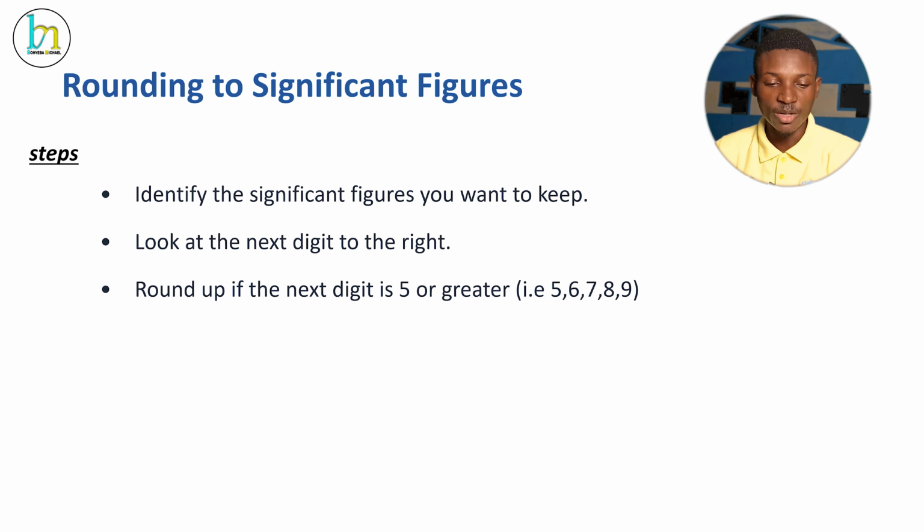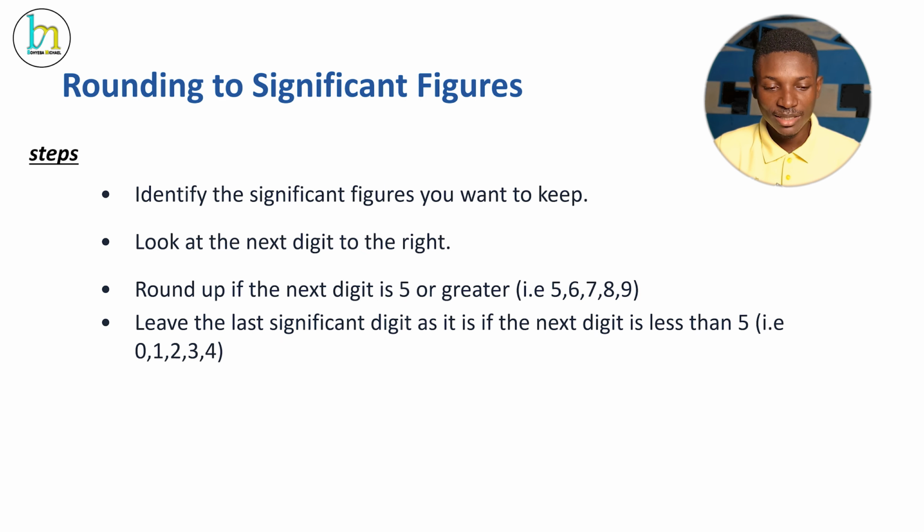All right. Then we have the last step. Leave the last significant figure as it is if the next digit is less than 5. So you know this already. All right. Good.